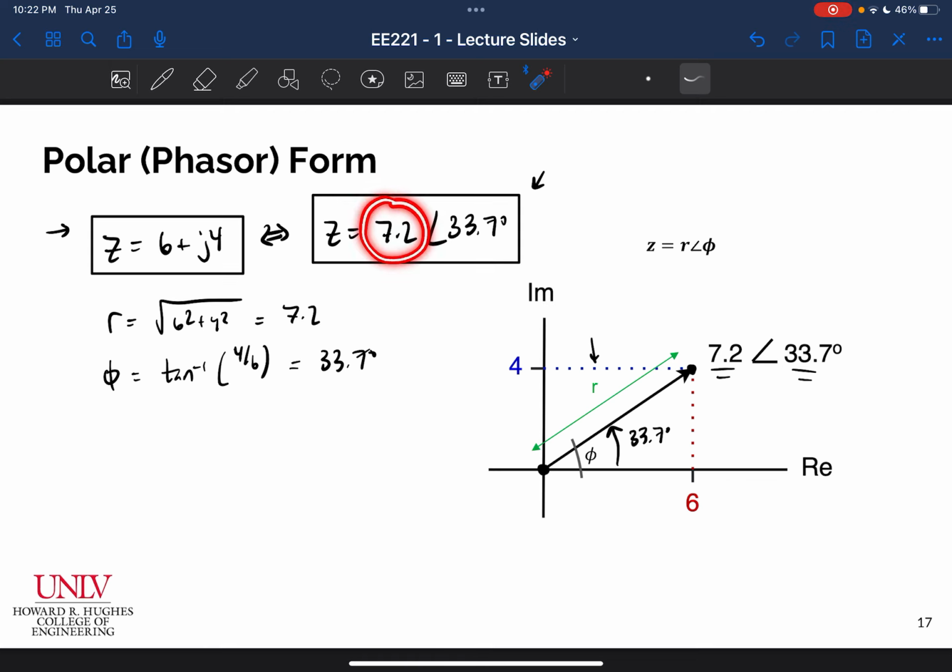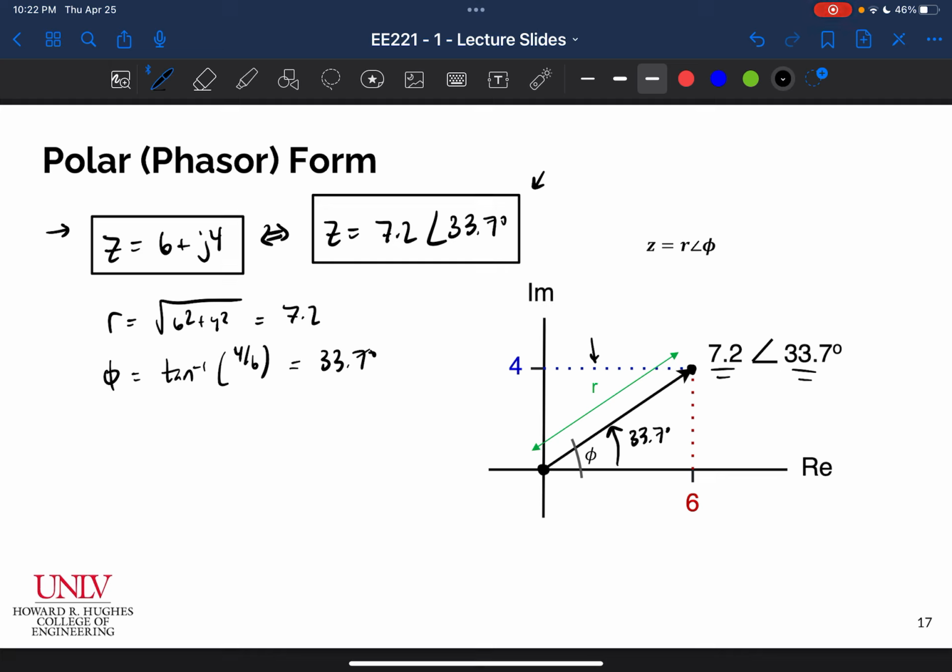That's this r value here. And then secondly, by the angle that line makes with the positive x-axis, which in this case was 33.7 degrees. Of course, I use the exact same equations I used previously to convert from rectangular to polar, and I can use the exact same equations to convert back from polar to rectangular.